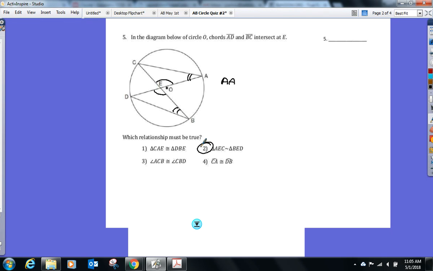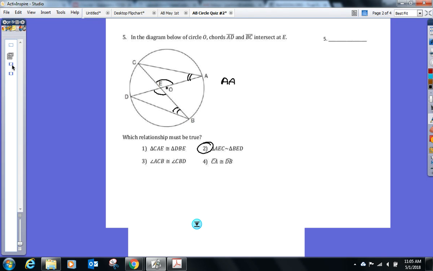All right, you have no pair. You guys that chose CA congruent to DB, for those arcs you'd have to know the chords are congruent, and again, I know no sides are congruent up here. Okay? Everyone all right with that one? We've got some work to do with these big circle questions. So let's go to six.